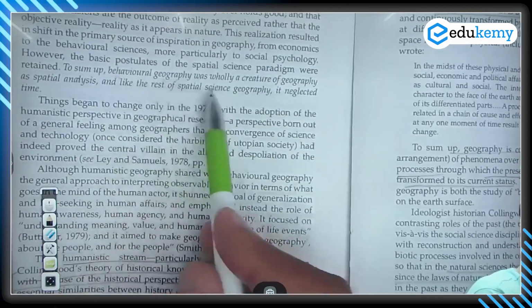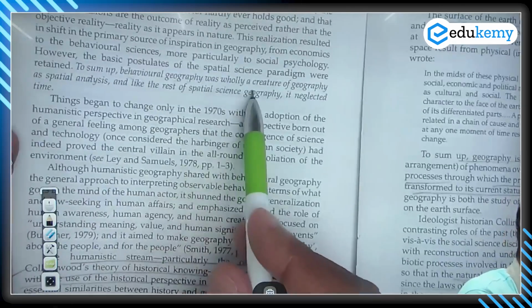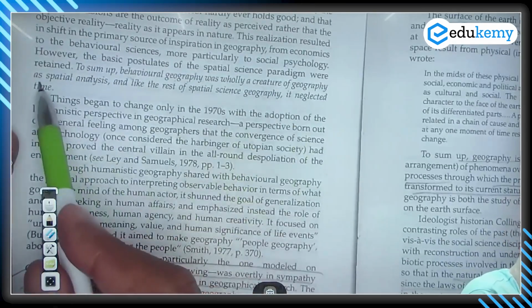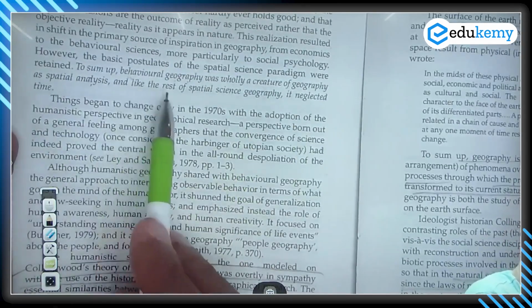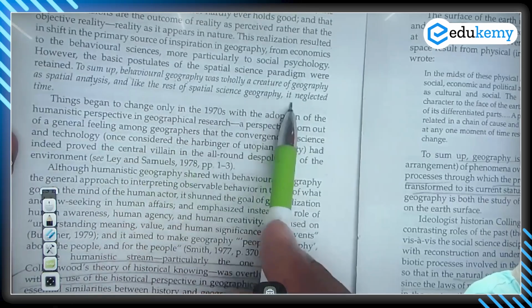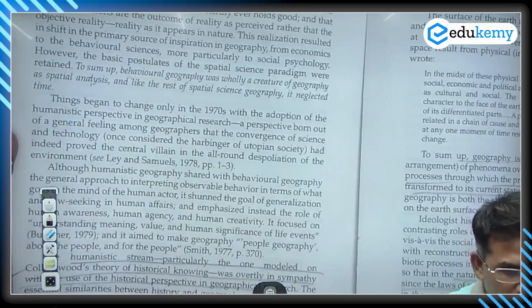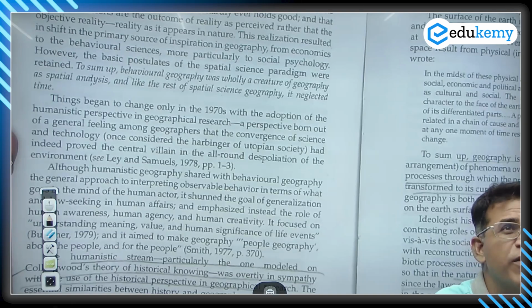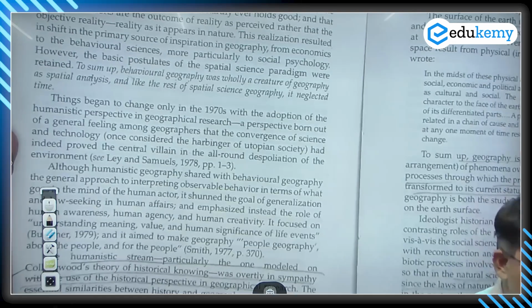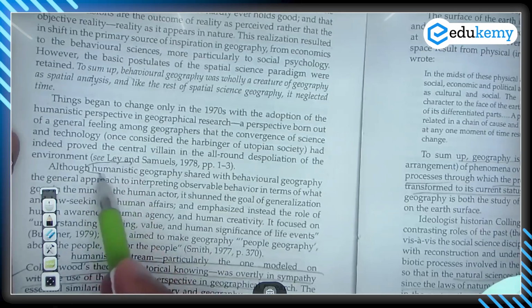Behavioral geography was wholly a creature of geography as spatial analysis, and like the rest of spatial analysis, it neglected time. QR has no time dimension, all static models. So behavioral geography is also static in that sense. So time has come back in the humanistic approach.